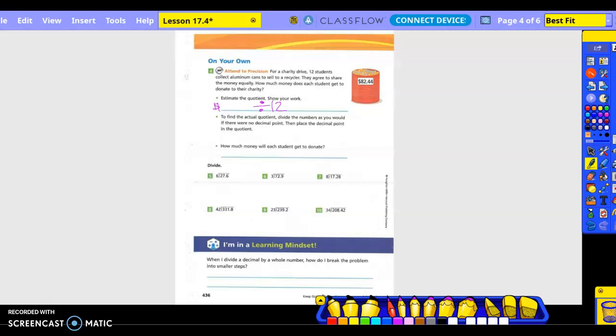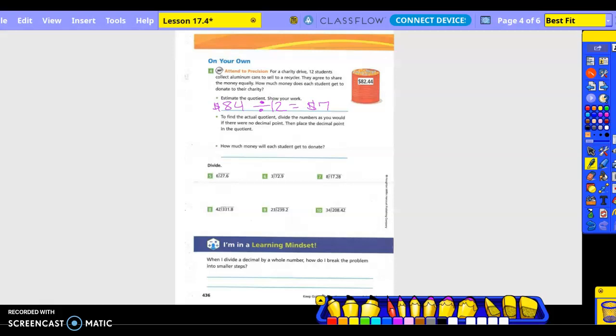72. Okay, what's a little bit high one? 84. So which one's closer to 84 or the 72? 84. The 84. So $84 divided by 12 gets us 7. So roughly each kid would get around $7, right? Okay. So to find the actual quotient, divide the numbers as you would with no decimal point, then place the decimal point in the quotient.